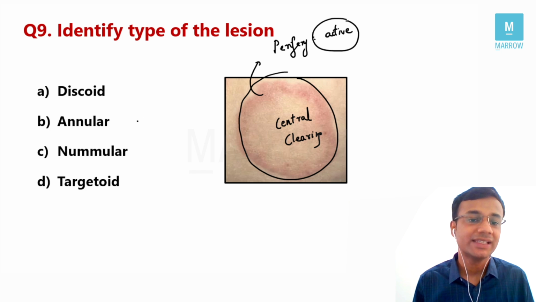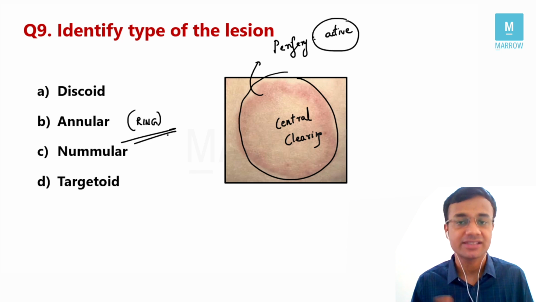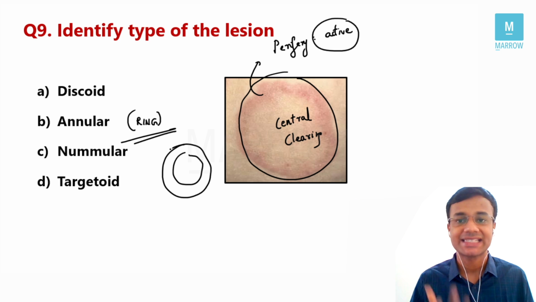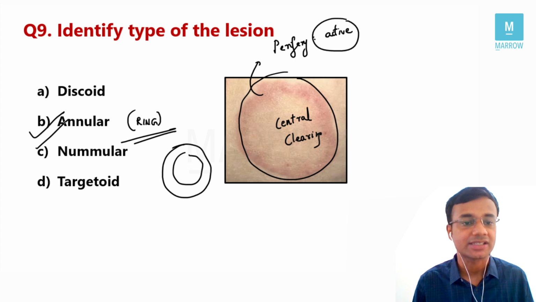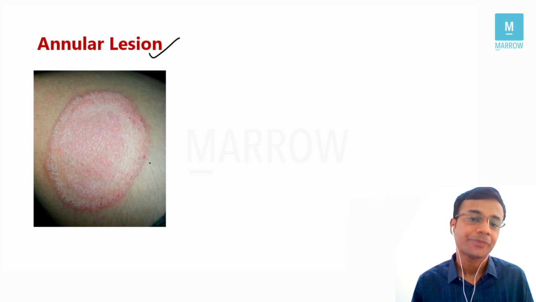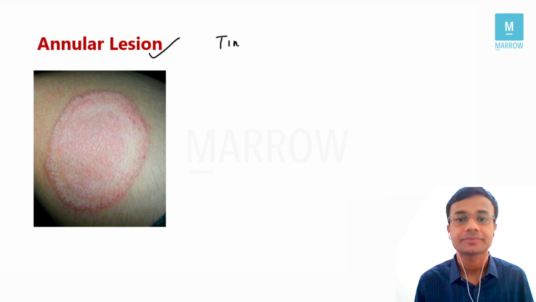So whenever you have this ring type of lesions, when you have ring lesions in dermatology, and when I say ring lesion, I'm talking about this kind of a shape where there is central clearing and only the margin is active. These lesions in dermatology are called annular lesions. That's why the correct answer over here is annular lesion. You can see the prototypical disease over here, which is usually tinea. So most of the tinea lesions are going to be annular.